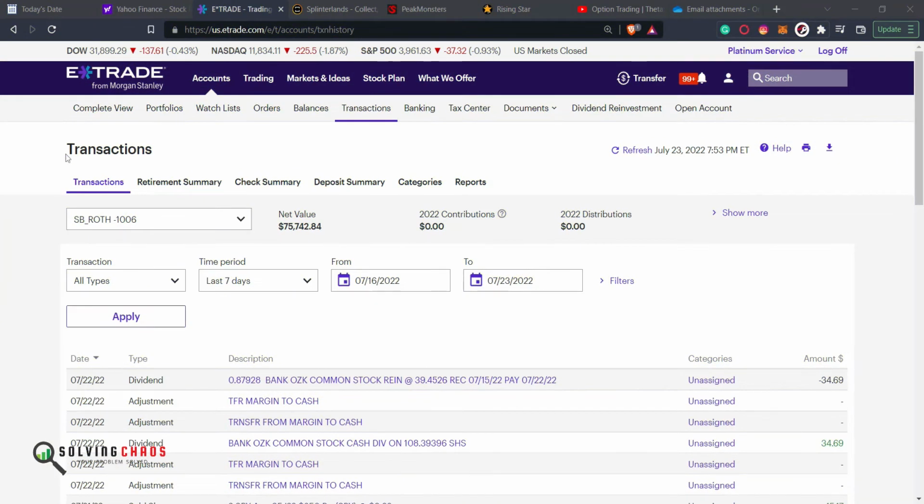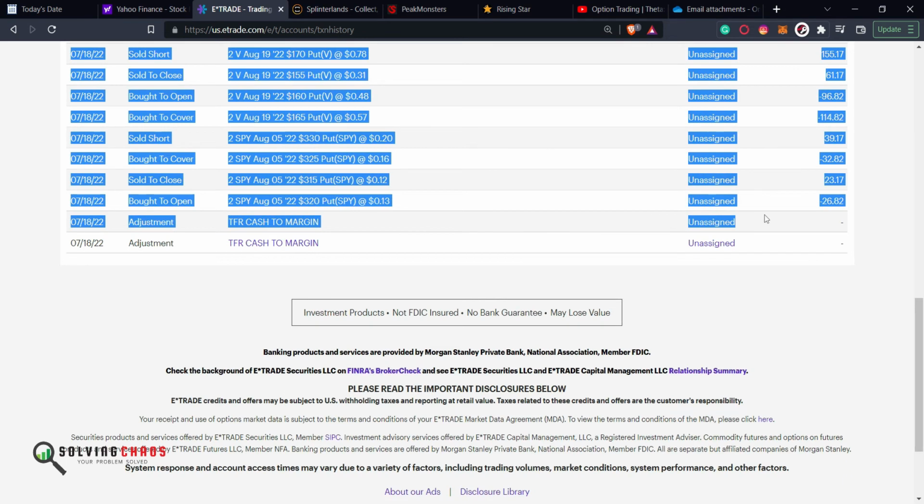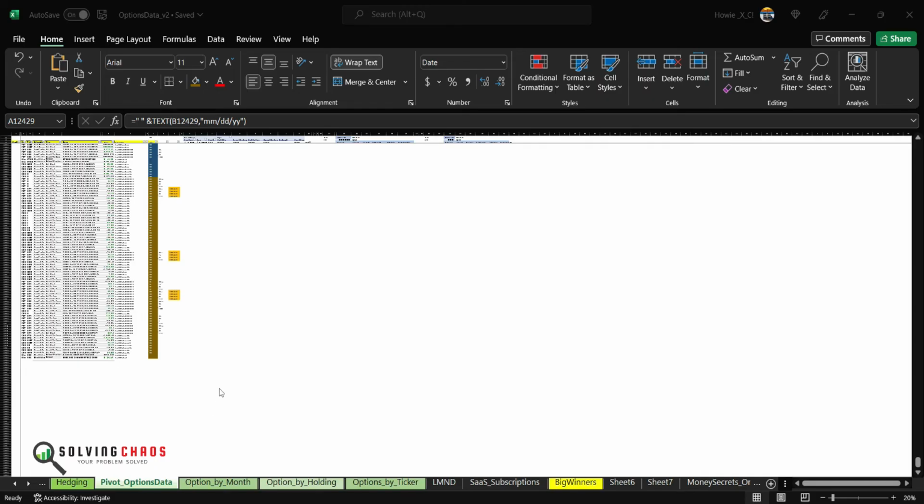So let's open up E-Trade. We go into the transactions. I'm going to filter in the last 7 days, hit apply. I'm going to copy these transactions out and then paste that into my pivot table. With the magic of editing, I will speed this process up. And here you go. These are all the trades that I did. Dark blue was last week, week number 28. This is going to be week number 29.